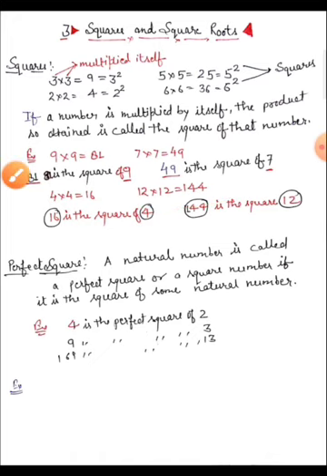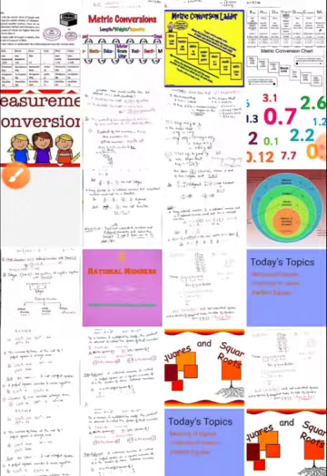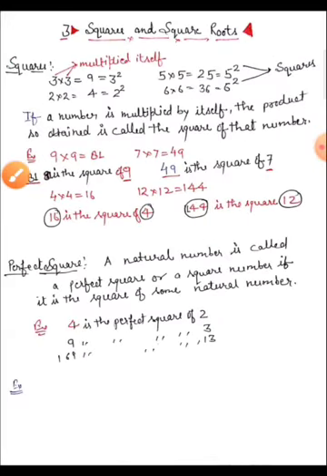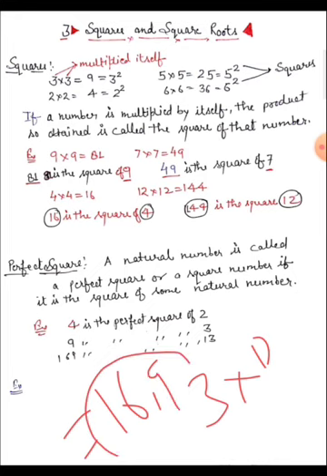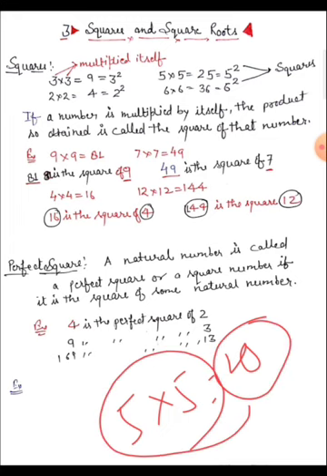Now, what is a perfect square? A natural number is called a perfect square or square number if it is the square of some natural number. For example, 4 is the perfect square of 2. When we multiply a number by itself 2 times, like 13 multiplied by 13, we get 169. So 169 is the perfect square of 13. Same as 5 multiplied by 5 is 25, so 25 is the perfect square of 5. A natural number like this is called a perfect square.